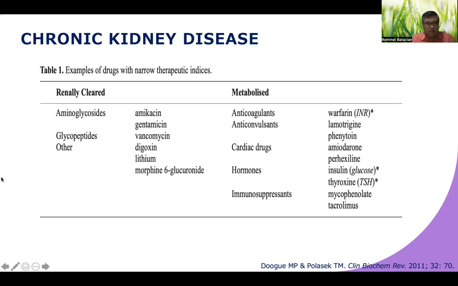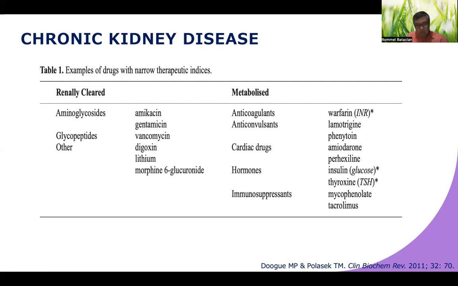So some of the examples are here: aminoglycosides, amikacin, gentamicin; cardiac glycosides such as digoxin; lithium, which is a drug for mood disorders; warfarin, which is an anticoagulant; and phenytoin, which is for seizures; amiodarone, which is an antiarrhythmic drug; insulin; and mycophenolate and tacrolimus, which are also medications for immunosuppression in kidney transplant patients.